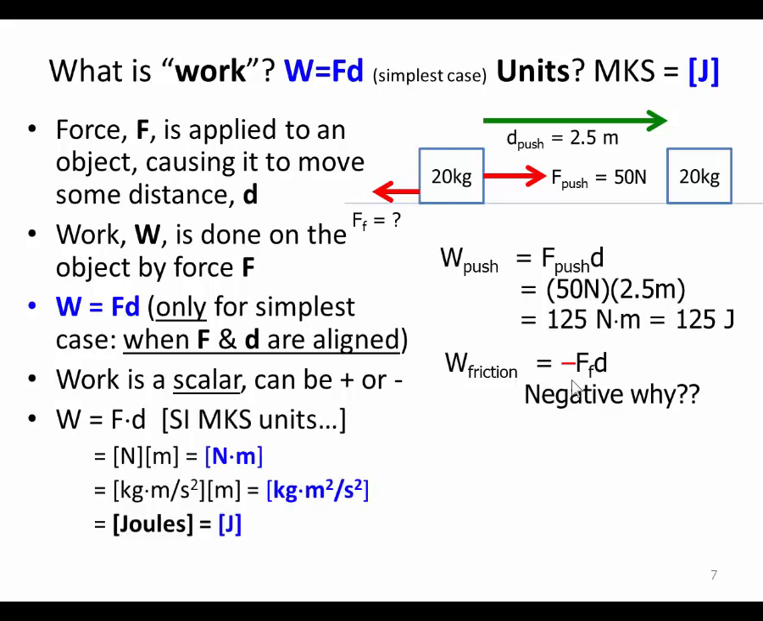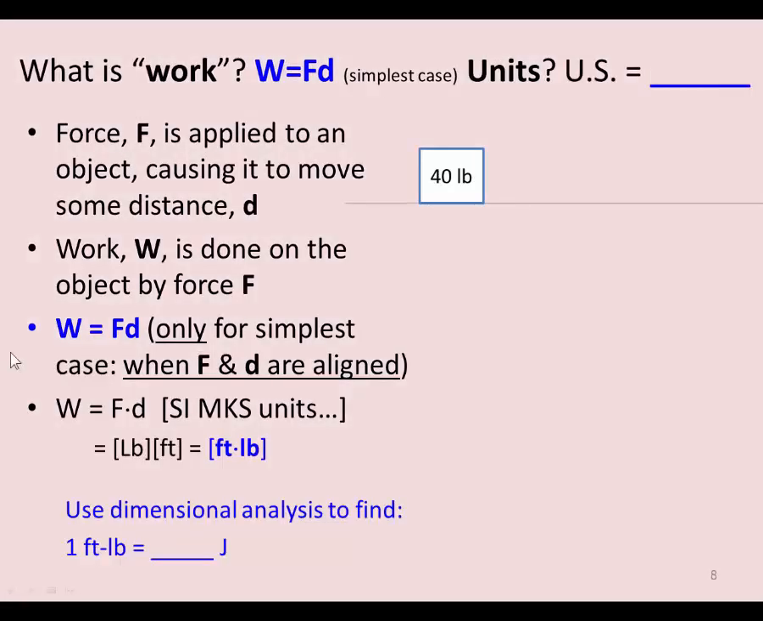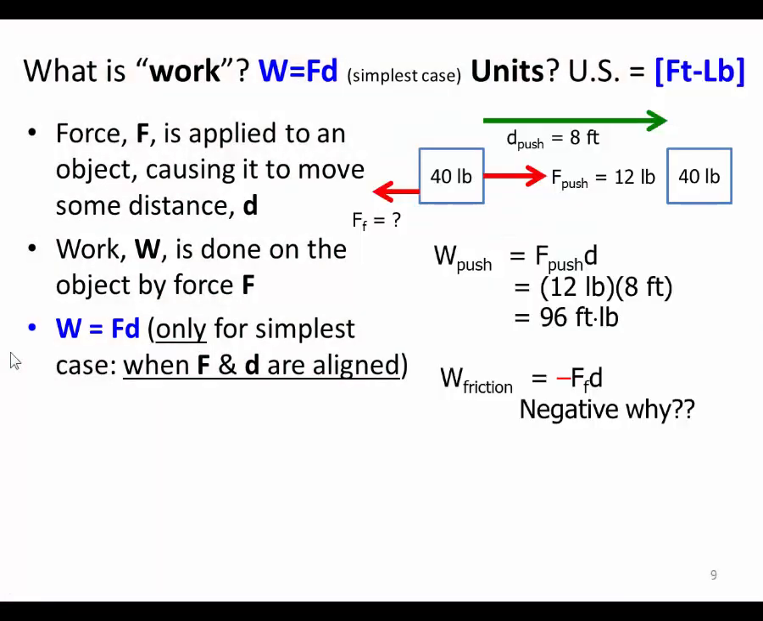And once again, if you just look at the dimensional analysis here, the units for work are force units times distance units. And looking at SI, standard international MKS units, we've got newtons times meters, or kilograms times meter squared per second squared if you break out the newtons, which were named after this gentleman, James Joule. All right, now let's take a look at an example with U.S. units. I used similar U.S. quantities here, a 40-pound box instead of a 20-kilogram box.